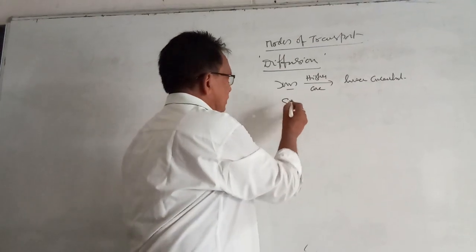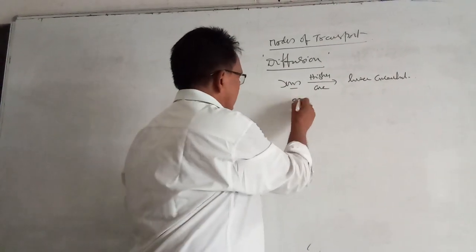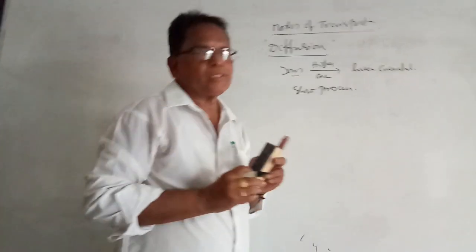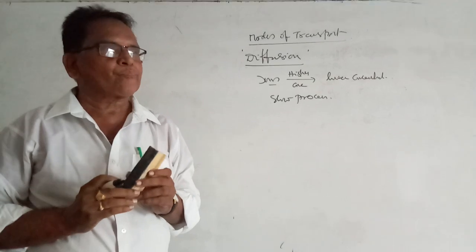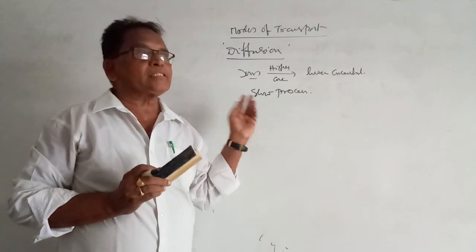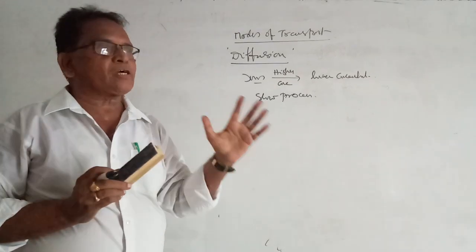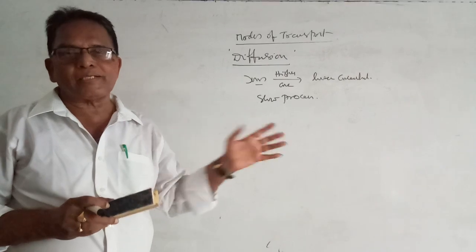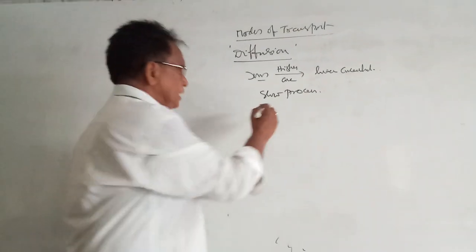Diffusion is a very slow process. So diffusion always takes place from a region of higher concentration to the region of lower concentration. There is no need of any metabolic energy for this process. So it is a passive process.